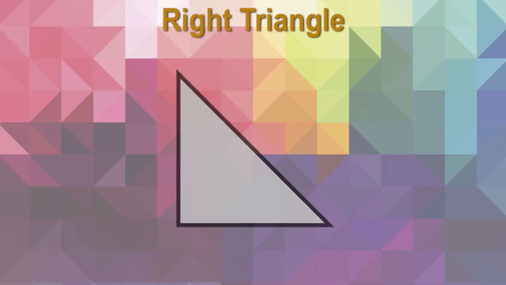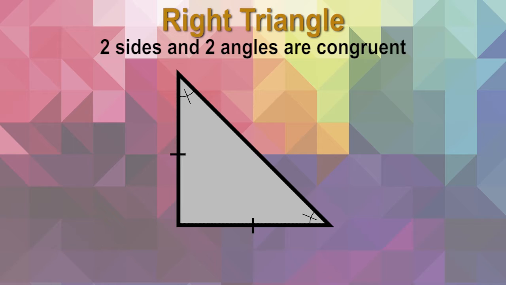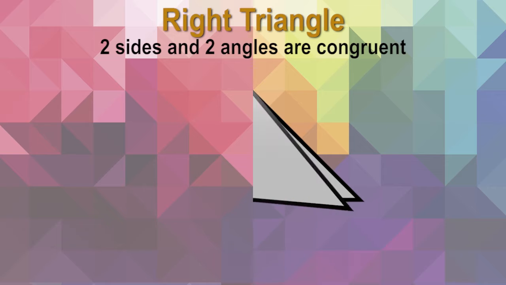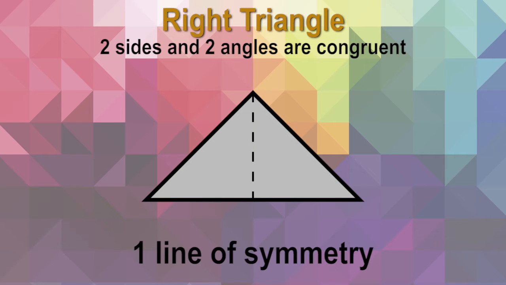Let's look at a different right triangle. This triangle has 2 sides and 2 angles that are congruent. Do you see a line of symmetry on this triangle? If not, to make it easier, let's try rotating it. We can see that this right triangle does have a line of symmetry.